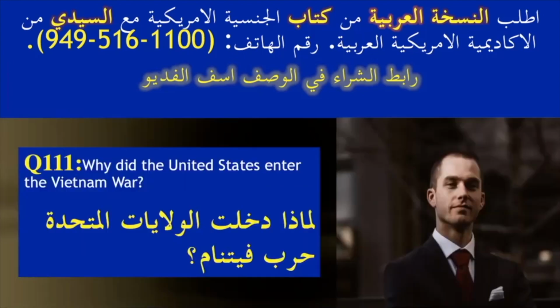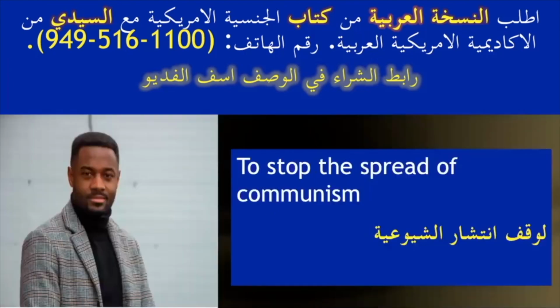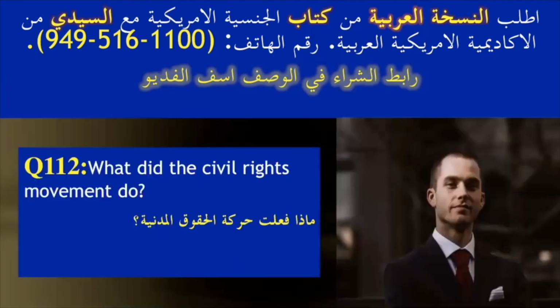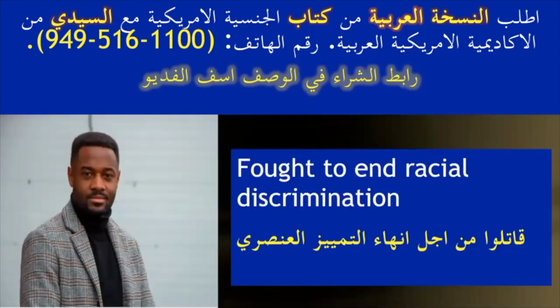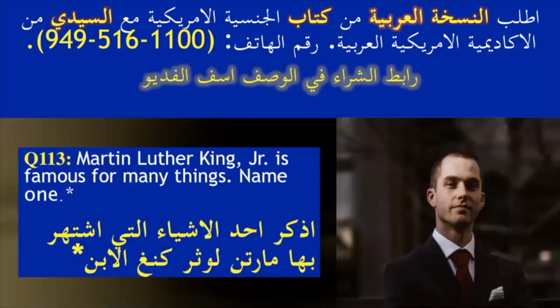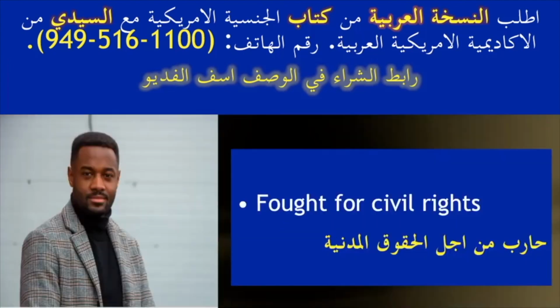Why did the United States enter the Vietnam War? To stop the spread of communism. What did the civil rights movement do? Fought to end racial discrimination. Martin Luther King Jr. is famous for many things. Name one. Fought for civil rights.